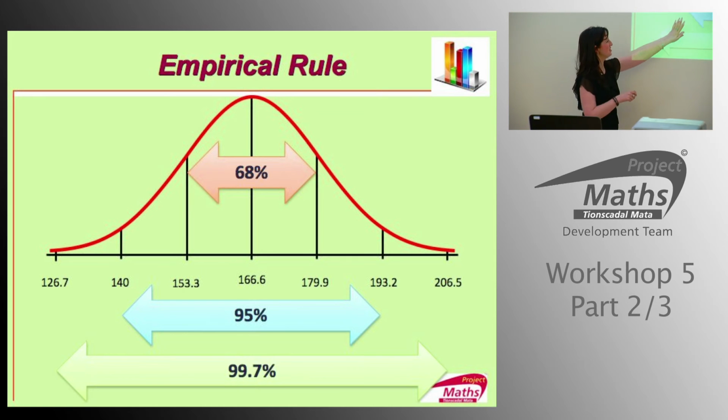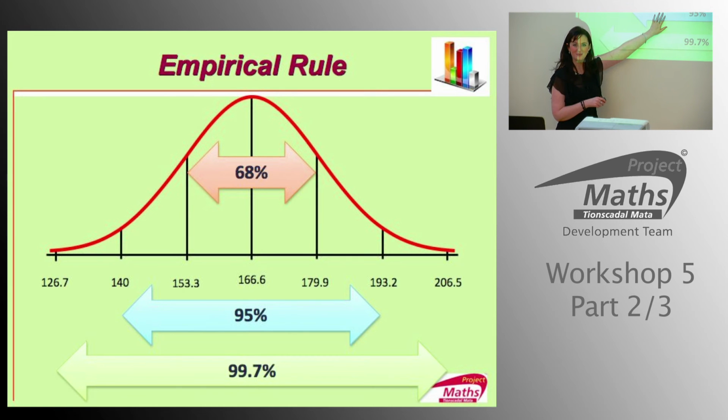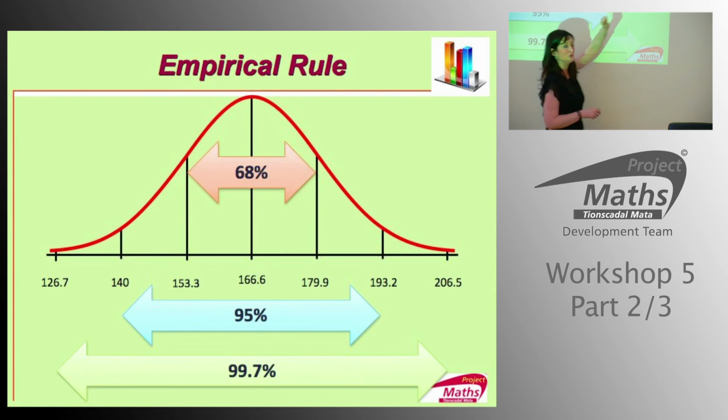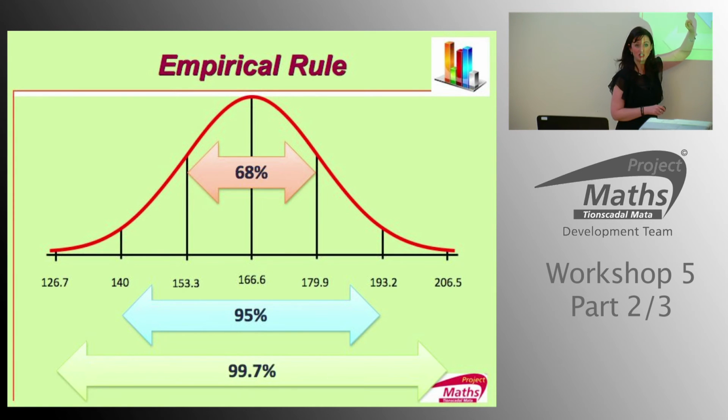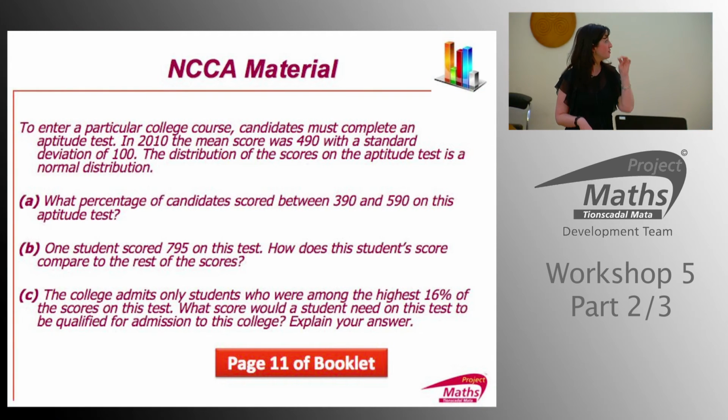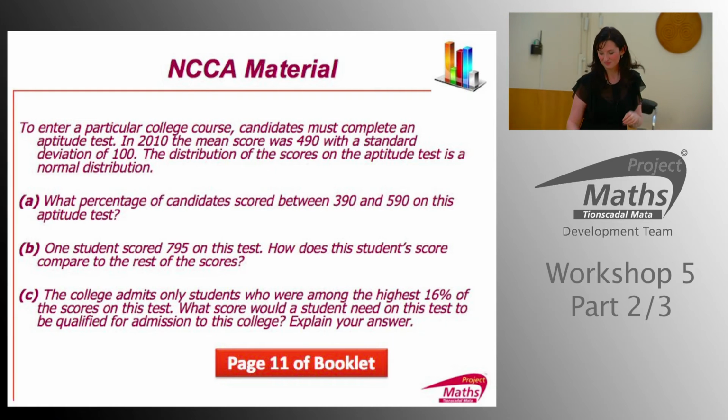Exactly, you're right. So 95%, if we take it away from 100, we're left with this little tail here and this little tail here. So that's 5%, isn't it? So we're only looking for half of that, and we can do that because it's symmetrical, isn't it? So half of that will be 2.5%. Perfect.